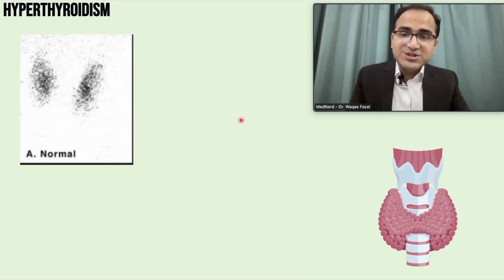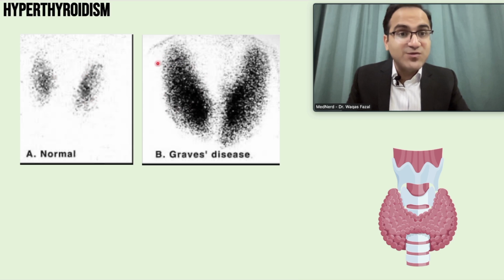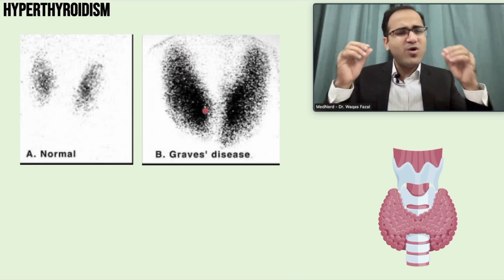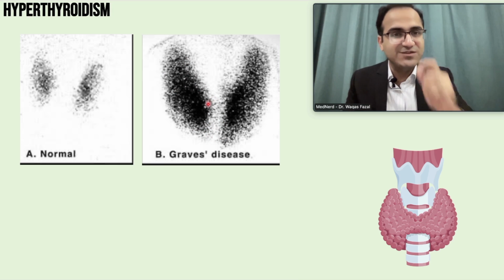So this is a picture showing a normal thyroid scan where there is uptake of radioactive iodine, and this is a patient suffering from Graves' disease. Look at the iodine uptake by the patient with Graves' disease. Look, the thyroid gland is hyperactive, and all of it is taking up an excess amount of radioactive iodine. So that is how you test a patient with Graves' disease.